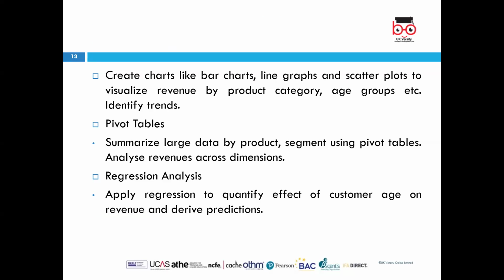Create charts like bar charts, line graphs, and scatter plots to visualize revenue by product category, age groups, etc. This is for a consumer when you are measuring consumer behavior. And then pivot tables. Large data sets can be summarized by product segment using pivot tables, so revenue can be analyzed across dimensions. Then you have regression analysis. Apply regression to quantify the effect of customer age on revenue and derive predictions.